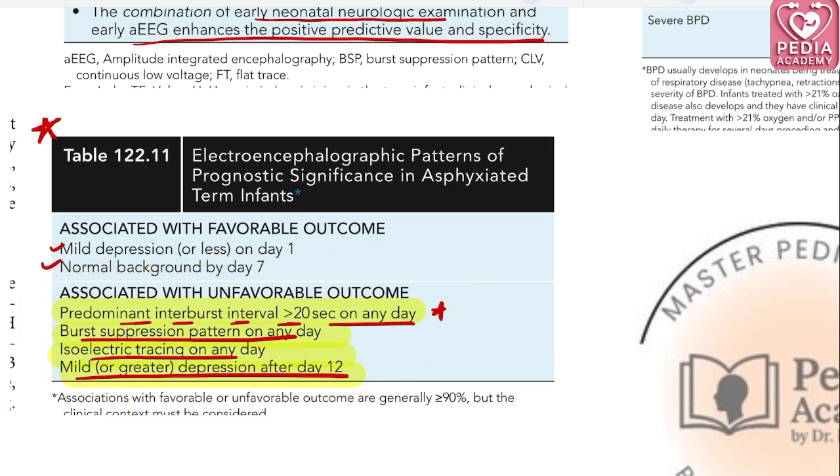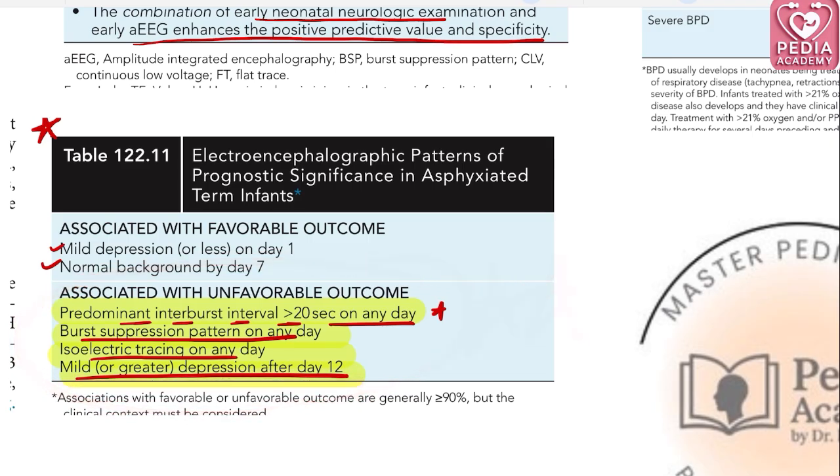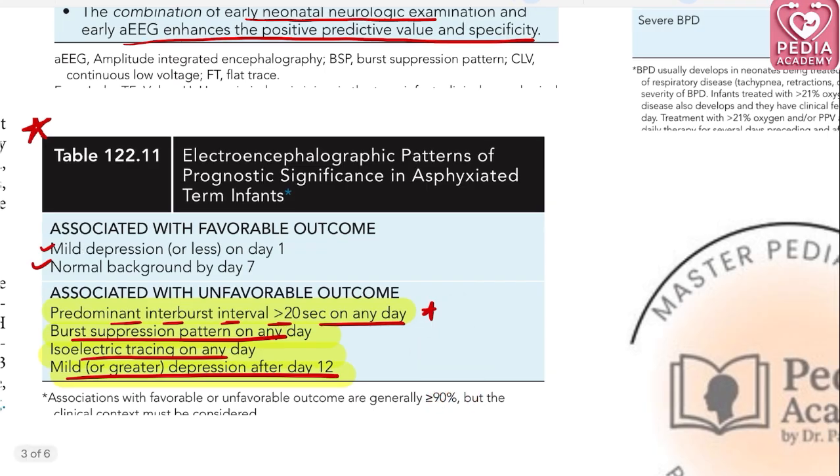Unfavorable outcome in an asphyxiated term infant is due to EEG findings like predominant interburst interval more than 20 seconds on any day, burst suppression pattern on any day, isoelectric tracing on any day, or mild depression after day 12. Basically, you have to remember these values because a direct one-liner from this table can come in the exam and you have to answer accordingly. So these are easy findings.